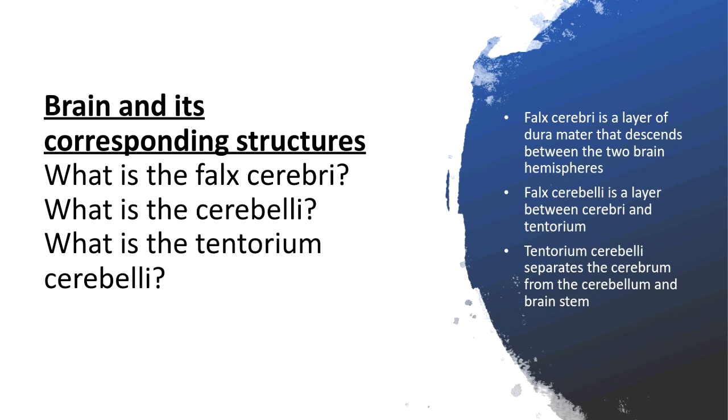Now, the falx cerebelli is another layer between the cerebri and the tentorium. And the tentorium itself separates the cerebrum from the cerebellum. So the cerebellum is that small little pouch in the back right next to the brainstem, and the cerebrum is the whole entire brain, like the frontal lobe, parietal lobe, occipital lobe, all those main four lobes. That's the cerebrum, and the cerebellum is that small little pouch on the back, and the tentorium cerebelli separates those two structures.